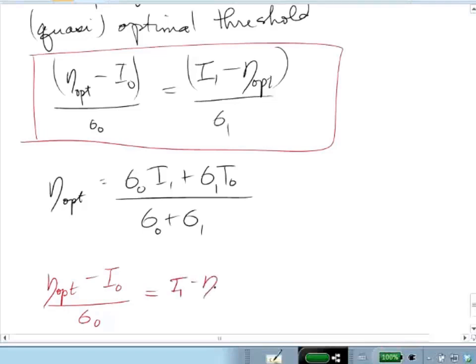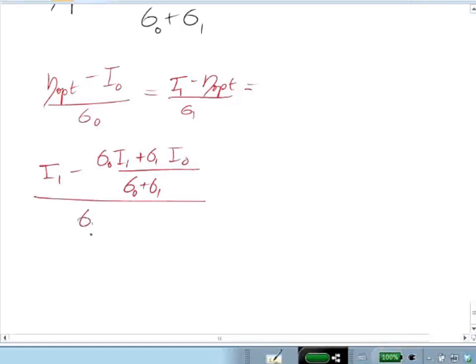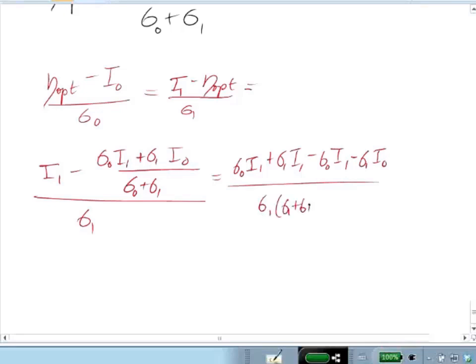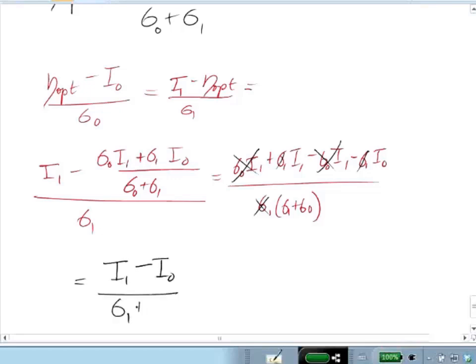So we'll do I1 minus η_optimal over σ1, and then I'll say that that's I1 minus (σ0 I1 + σ1 I0) over (σ0 + σ1), all divided by σ1, which is the same as (σ0 I1 + σ1 I1 - σ0 I1 - σ1 I0) divided by σ1 plus σ0. And of course I have these terms that cancel, and in the end this cancels with that. And what I get in the end is something quite simple. It's I1 minus I0 over σ1 plus σ0.